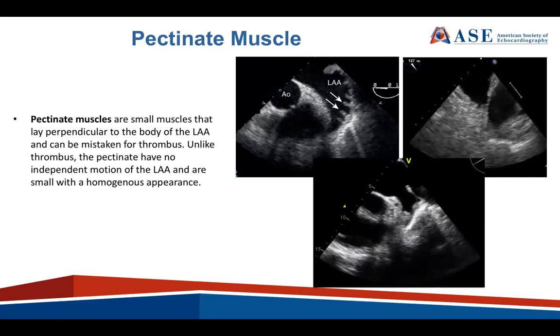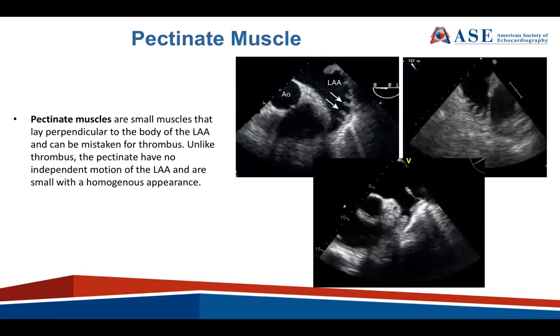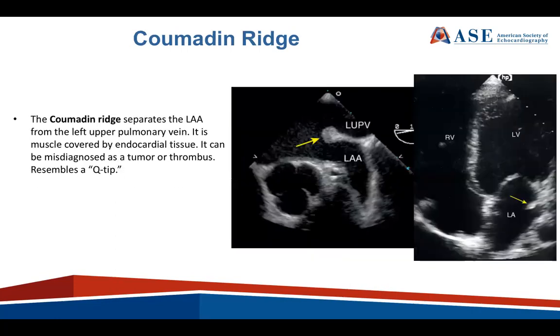In the top left video, you can see these pectinate muscles, the small muscles that lie perpendicular to the body of the left atrial appendage. The Coumadin ridge separates the left atrial appendage from the left upper pulmonary vein, so know this anatomy very well. It's particularly important in structural interventions of the mitral valve or left atrial appendage occluder devices. The Coumadin ridge can sometimes be very prominent and can be misdiagnosed as a tumor or a thrombus, and sometimes it's called a Q-tip. It resembles a Q-tip in many instances.